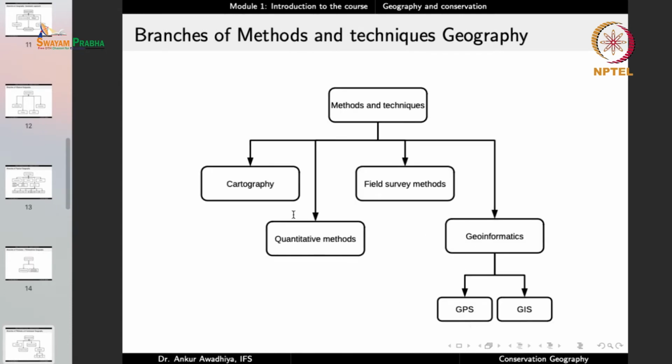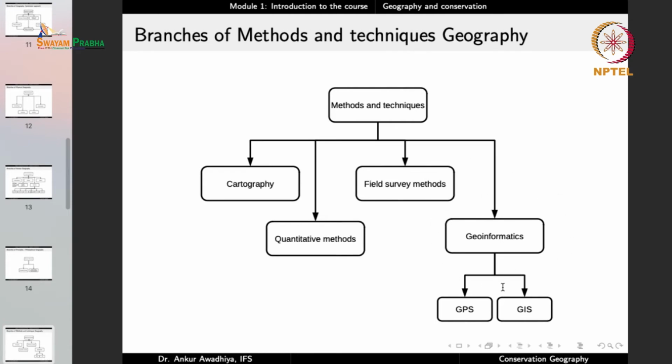In methods and techniques, we have the sciences of cartography. Now cartography is the science of making maps. So making maps is a method and technique in geography. We have quantitative methods. How do we analyze things in a numerical form? We have methods of field survey.